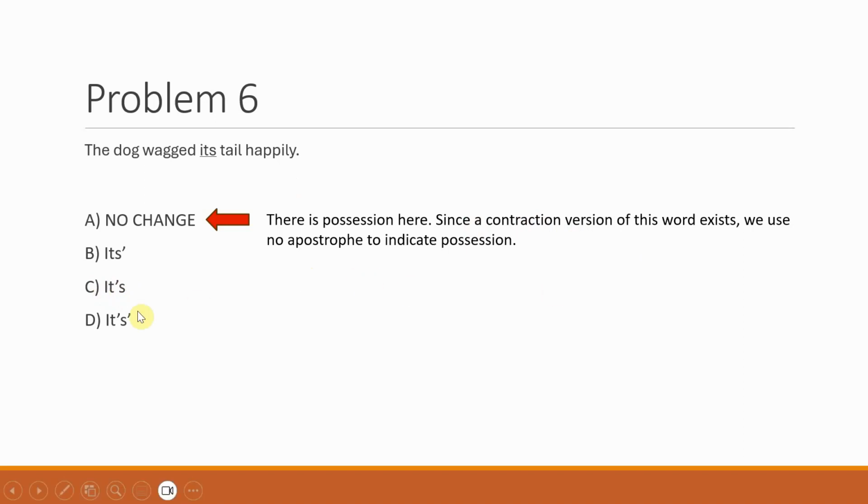Now, the reason that I don't go with this one is that it means it is. The other one I want to point out here is B. This is almost always going to be an answer choice. It will never be right. That is not actually a thing.